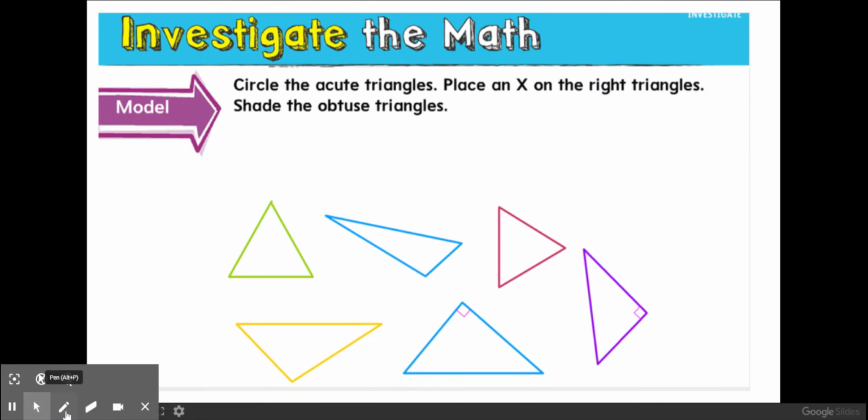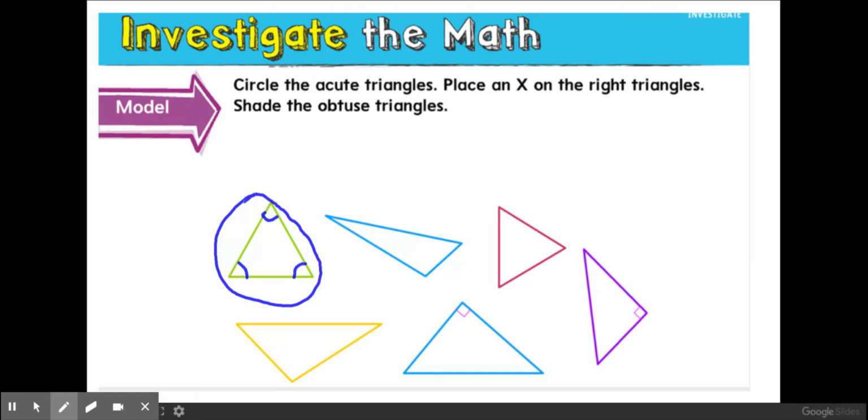Let's do a little more practice, and then you can do your assignment. Circle the acute triangles, place an X on the right triangles, shade the obtuse triangles. I'm going to start with this green one, and let's see. I'm going to mark the angles. That one's acute, this one's acute, and that's acute. All right, so this is an acute triangle. I'm going to circle this one.